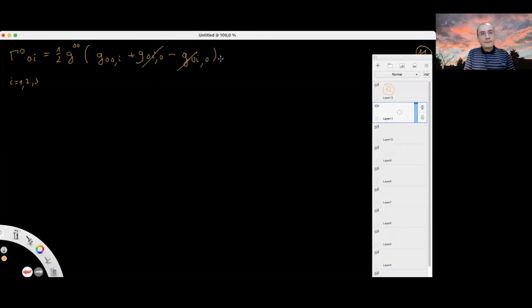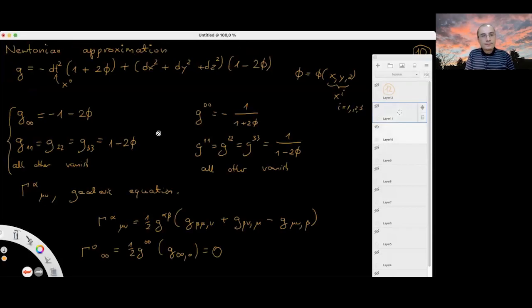So we have 1/2 times (minus 1 over (1 plus 2 phi)), that's g^00. And here we get, if you look carefully, g_00,i is just minus 2 phi derivative with respect to x^i.